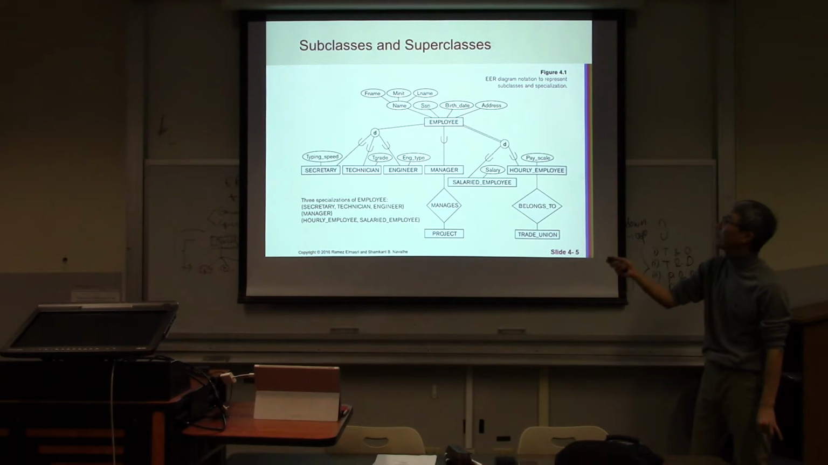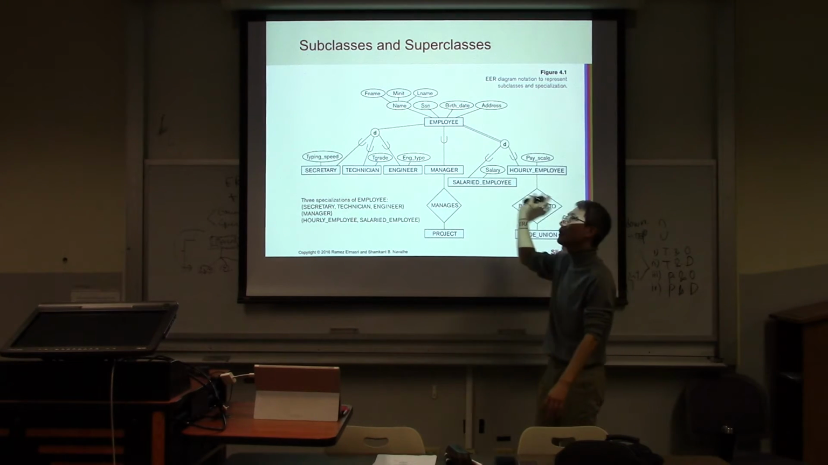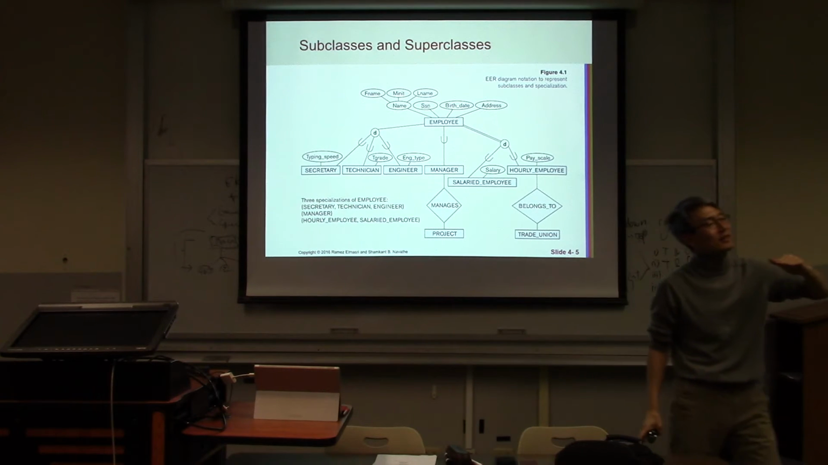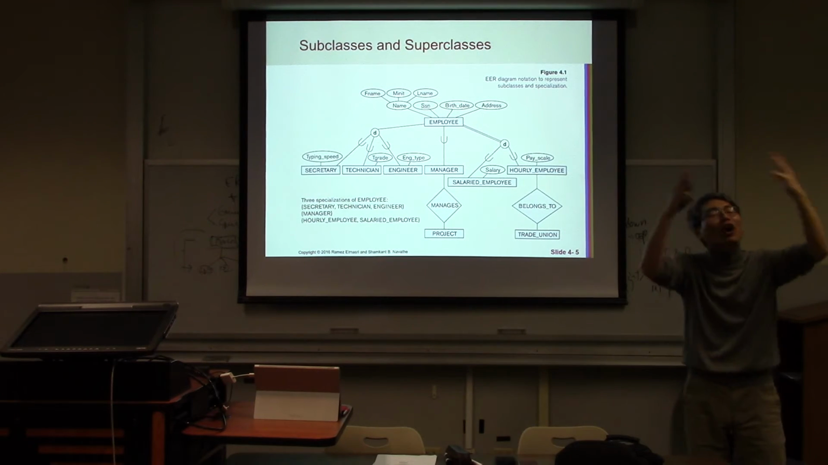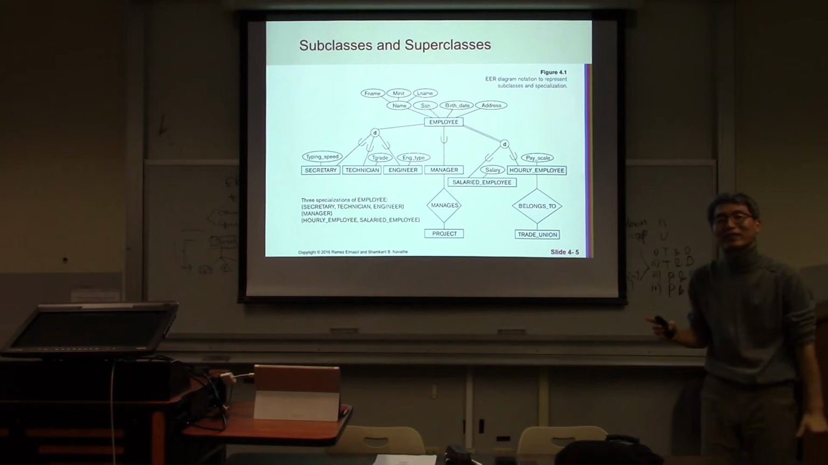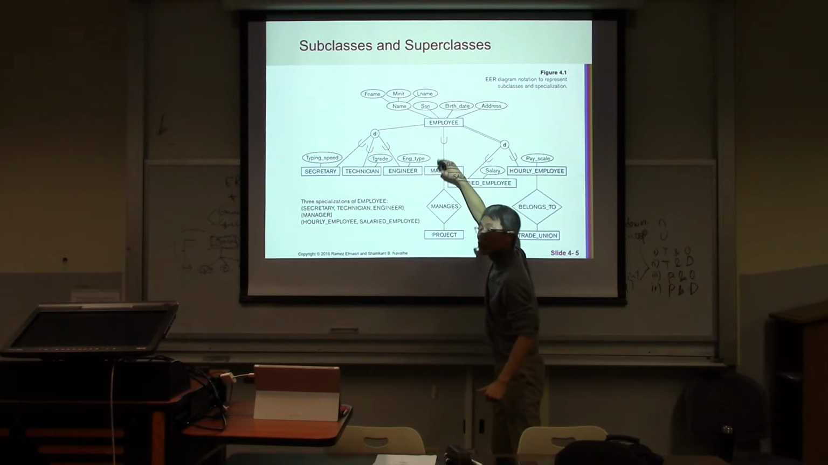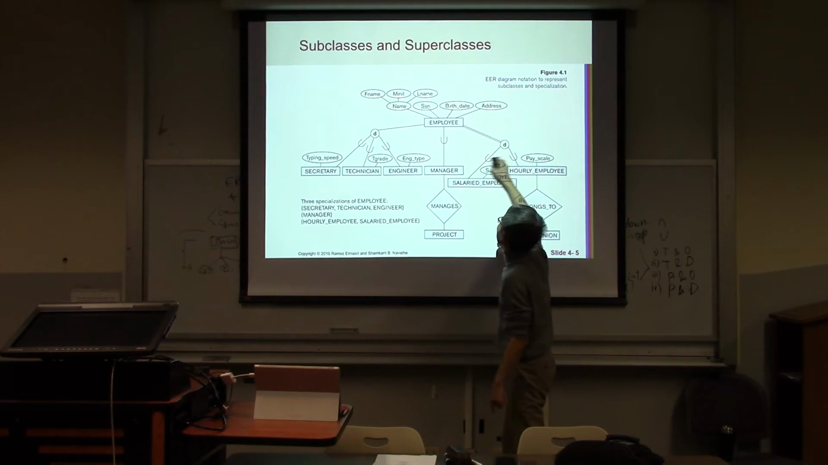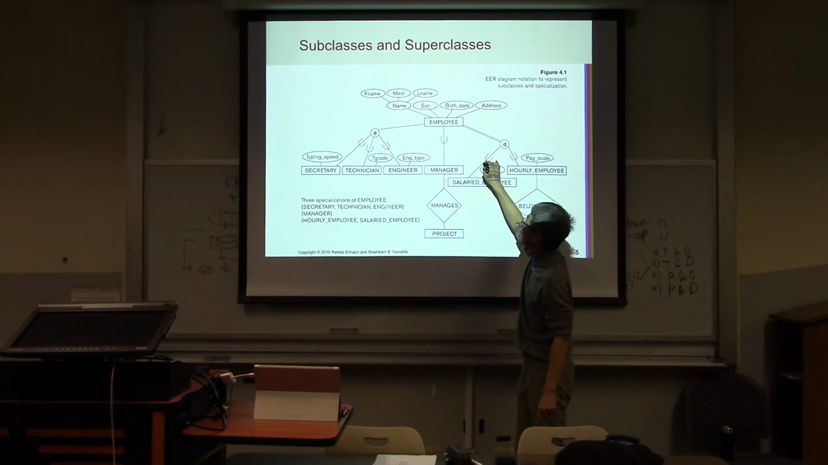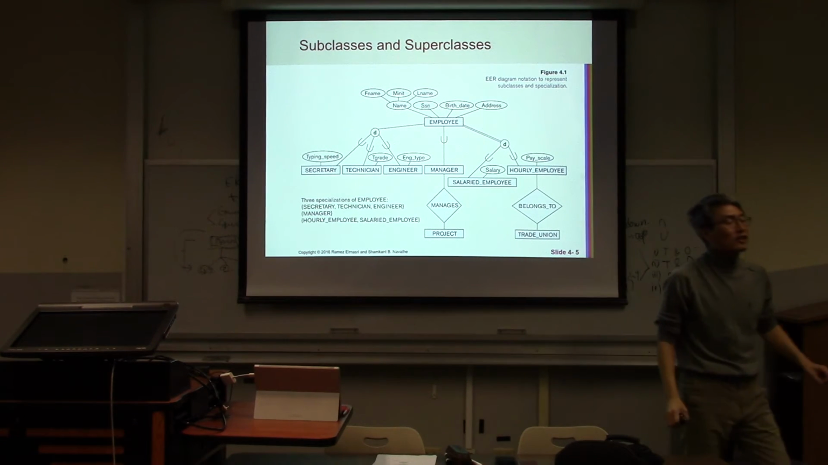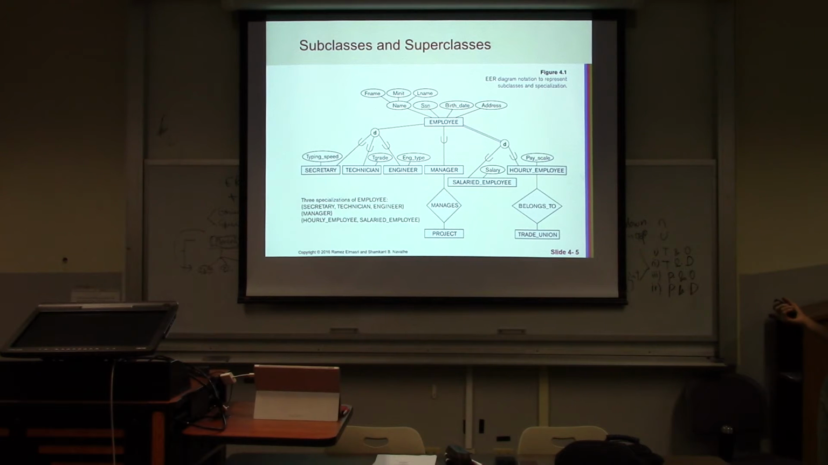So this is one employee. Then another question: how many sets of super and subclasses do we have? One, two, three. Is this partial or total? It's total. An employee should be either this one or this one. And is it disjoint or overlap? Disjoint means an employee cannot be both salaried and hourly.